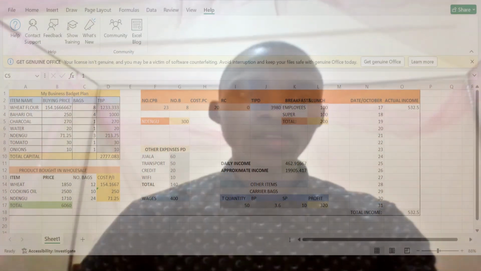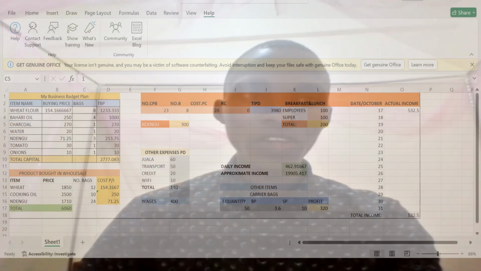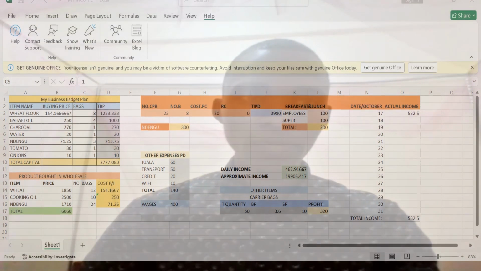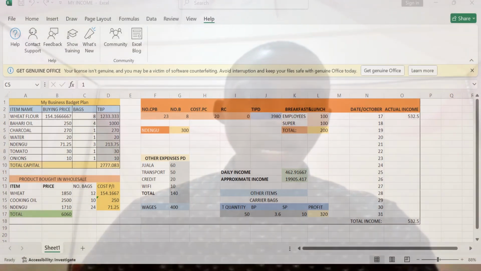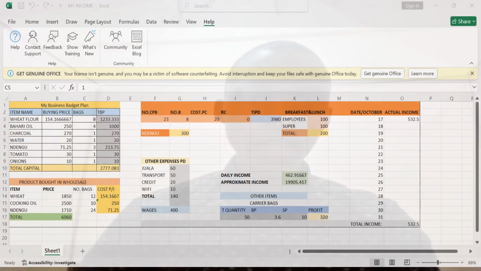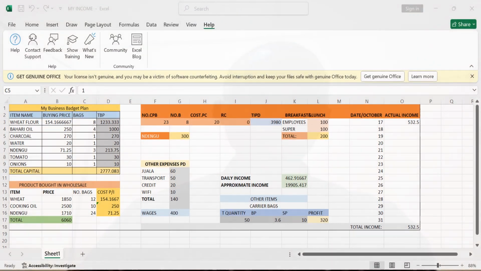On how you can use Microsoft Excel on your business. I will be talking about how you can use Microsoft Excel in calculating your daily profit, how you can track your monthly record and things of the sort.